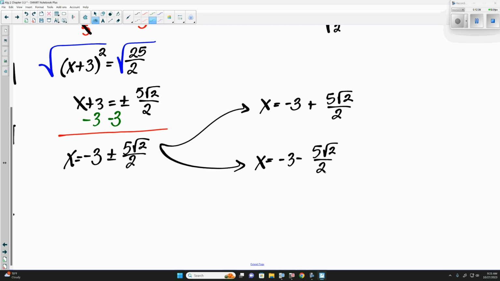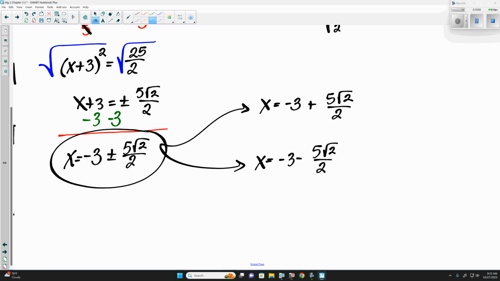Is negative 3 and our 5 square roots of 2 over 2, are they like terms? Can I add, or take negative 3 plus 5 square root of 2? Can we add those two together? No, the radical makes them not like terms, yes? If they're not like terms, that right there is the final answer.